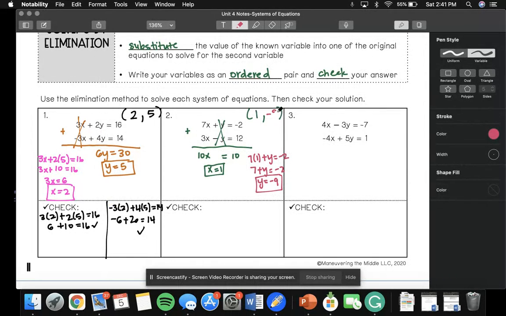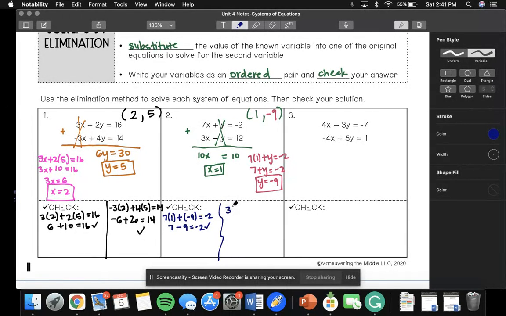Okay. So then I'm going to check my work just to make sure it makes sense. Again, you could use just your brain to make sure it makes sense, but I'm going to write it out for you guys. So 7 1's plus 1y, 1 negative 9, should equal negative 2. 7 minus 9 equals negative 2, so that is true.